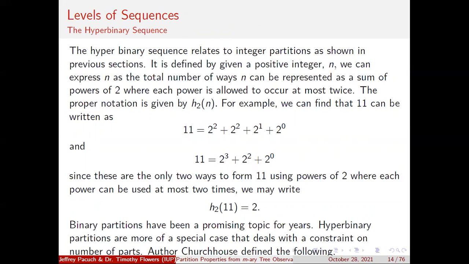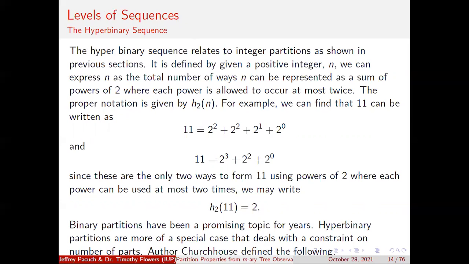The hyperbinary sequence tells us that if we want to create some integer n as represented as the sum of powers of 2, each power is only allowed to occur at most 2 times. And we denote this by h2 of n. I have an example on the screen there. Let's say I have integer 11 and I want to find all of the hyperbinary representations of integer 11. To do this, we can see we have 2 squared, plus 1, plus 2 to the 0 power.